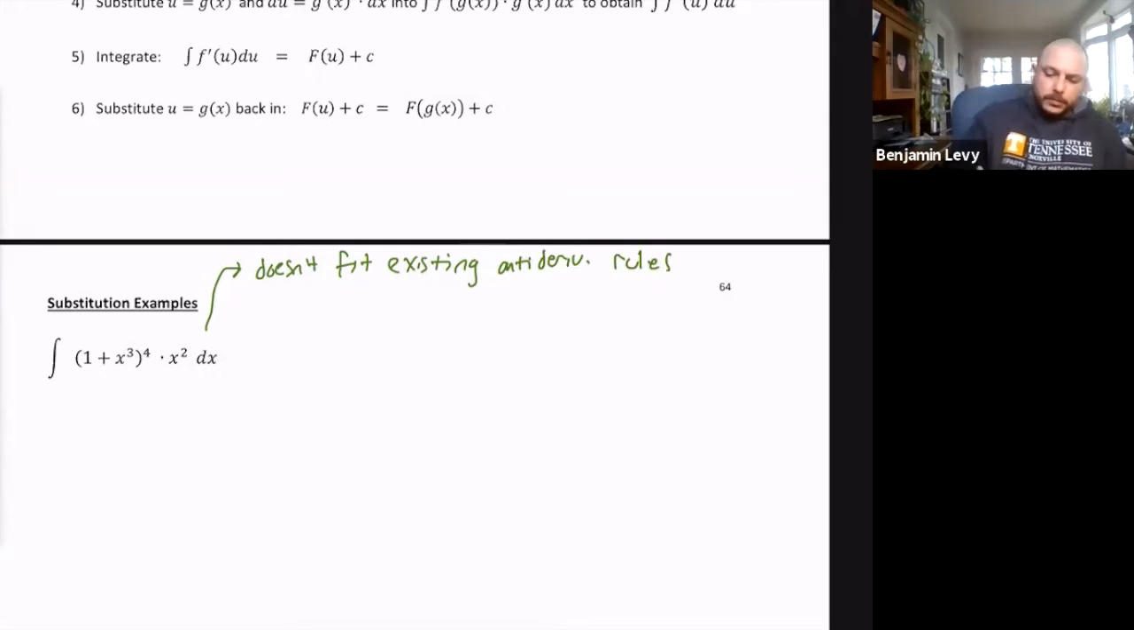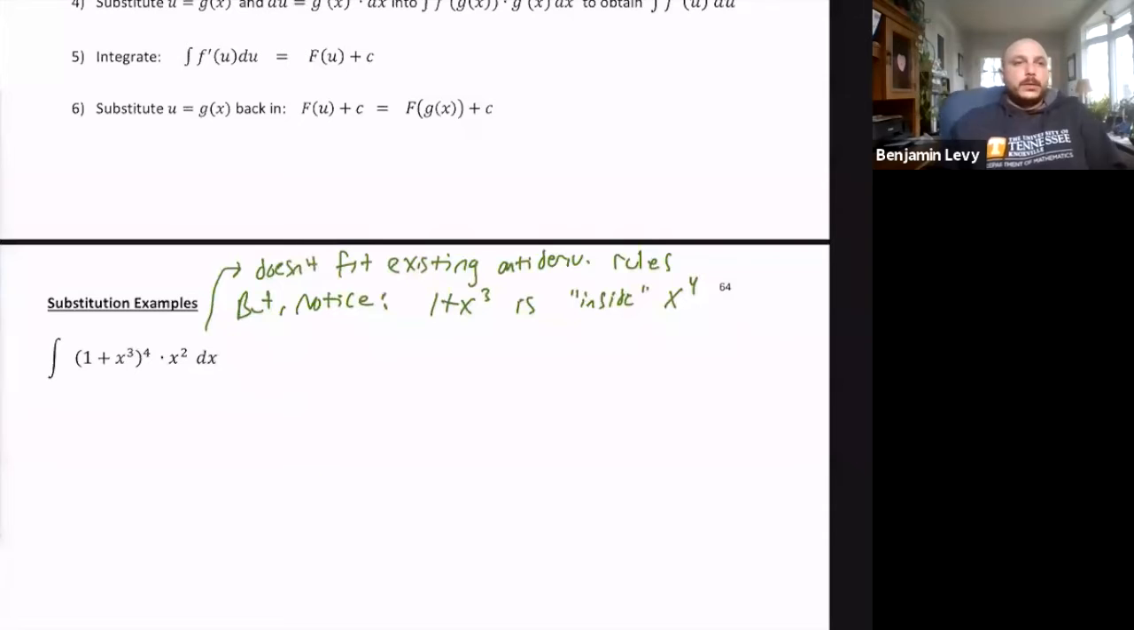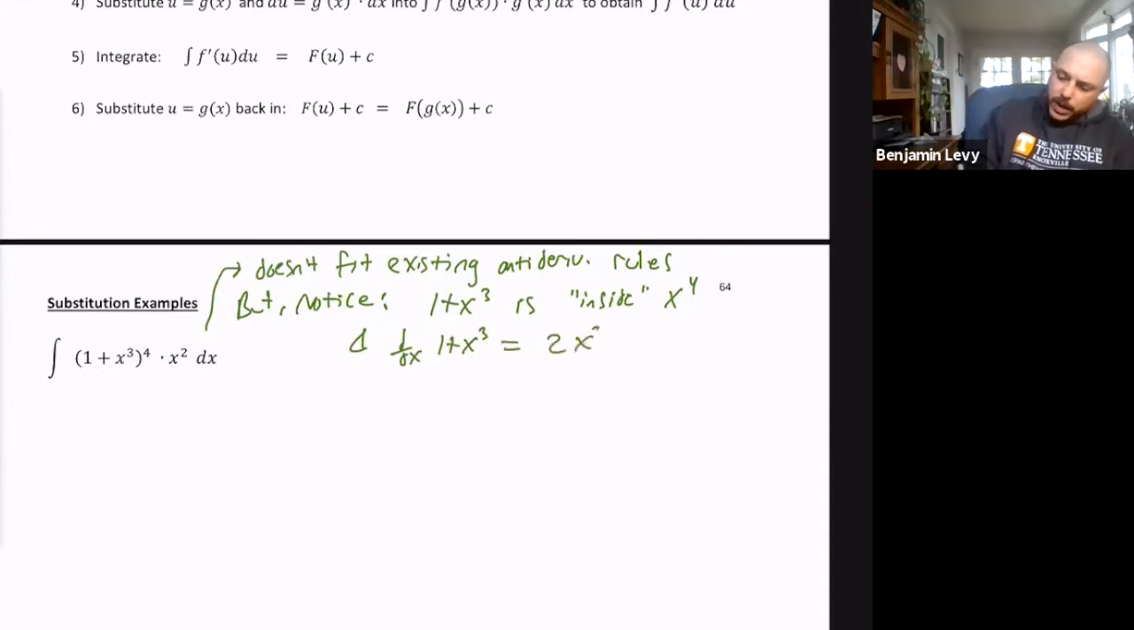But notice the following. Notice that something is inside something else, right? So notice 1 plus x cubed is, quote unquote, inside the x to the fourth, hopefully that makes sense just from the chain rule. And if we took the derivative of that thing, 1 plus x cubed, we would get 3x squared, right? And I also see an x squared in the integral.